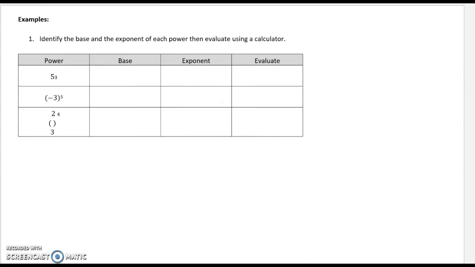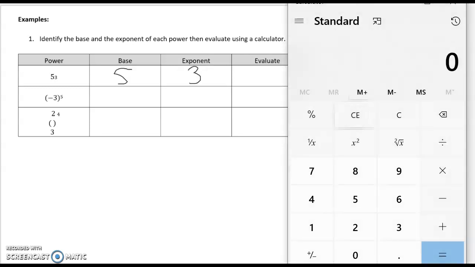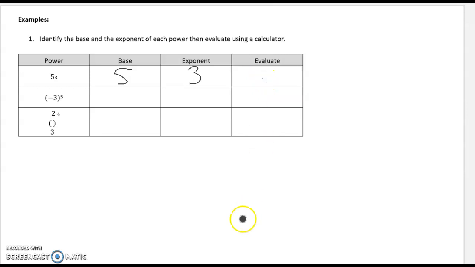Next, this is an example. It says identify the base and the exponent of each power, then evaluate using a calculator. So the first one, we look here. Our base is 5. Okay, our exponent, this little guy actually should be up higher. That's my mistake, so sorry. That should be up higher, but the exponent is a 3. And then if we were to evaluate it, on your calculator, you could do 5 exponent 3. I have to do this 5 times 5 times 5, and that gives us 125.